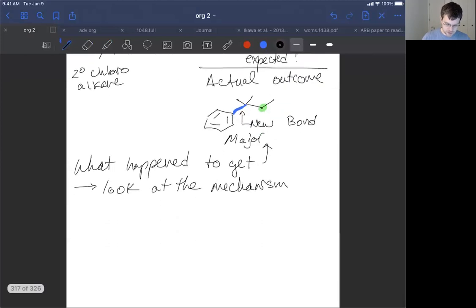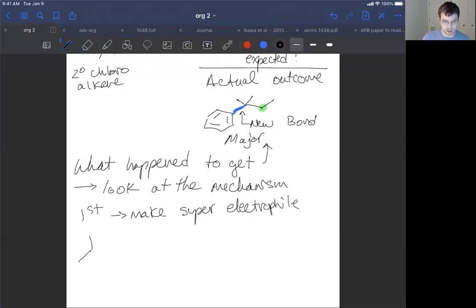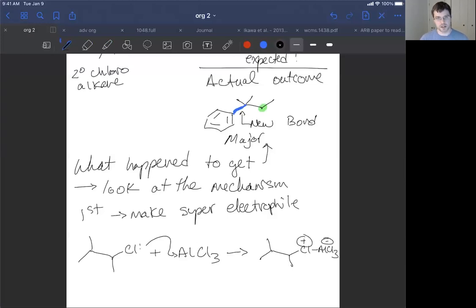The mechanism for this transformation starts first with making the superelectrophile. Now, one of two possible things can happen, an SN2-like approach or an SN1-like approach. But either way, we're going to form the same superelectrophile. Let's start with the obvious first step. That's going to be the chlorine adducting with the aluminum trichloride by way of one of its lone pairs of electrons. That's going to give us this species where positive charge is on the chlorine in the central atom.